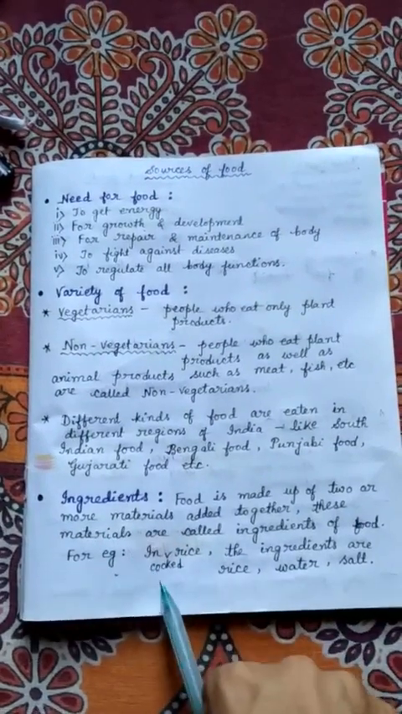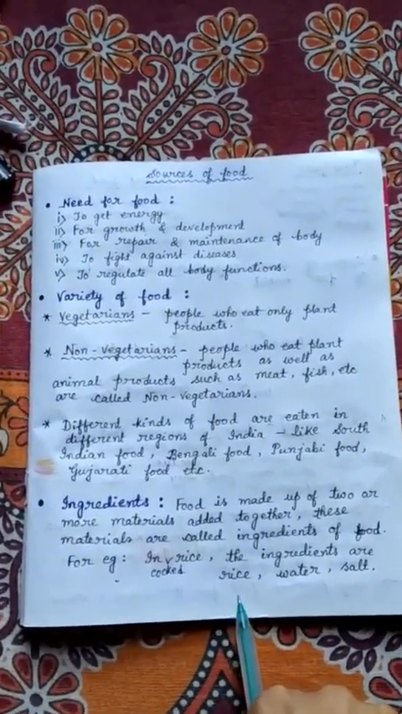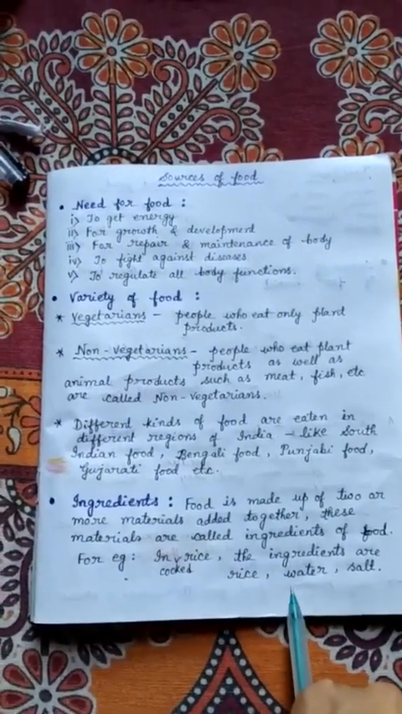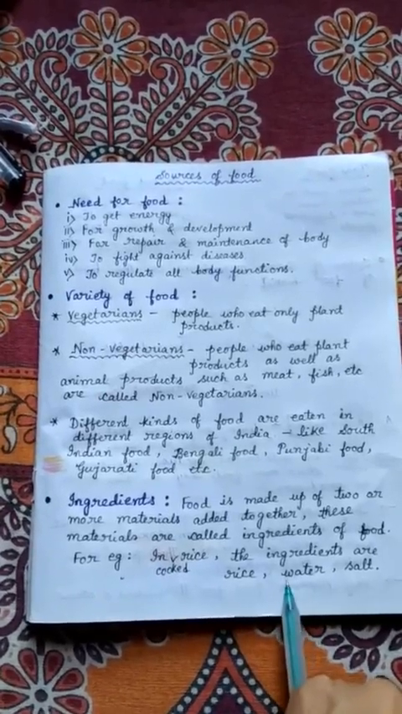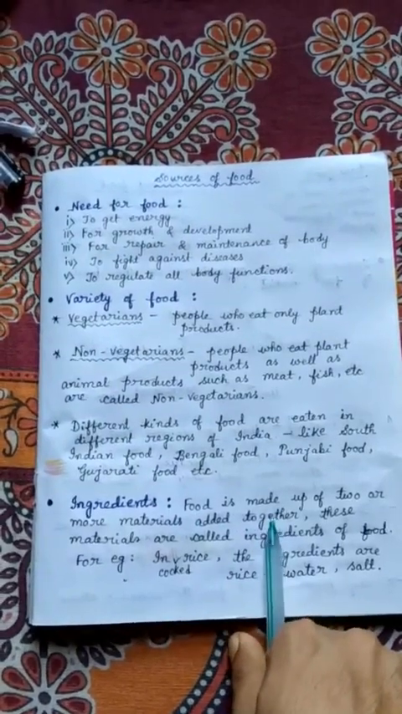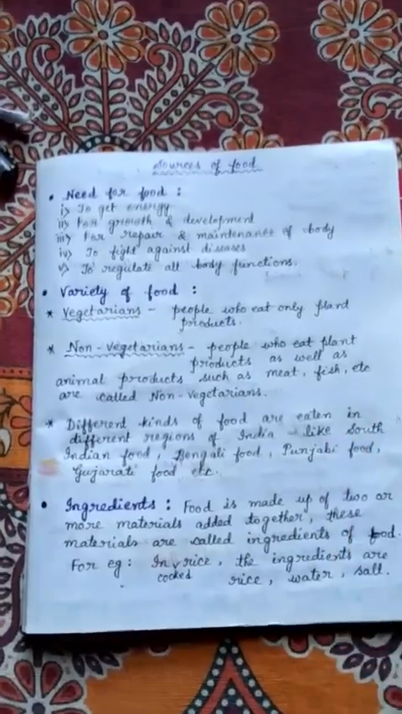Suppose when we make a cup of tea, milk, dry tea leaves, water and sugar are required. So these are the ingredients for making tea. So ingredients means when food is prepared, some materials are needed. These materials are known as ingredients. Okay.